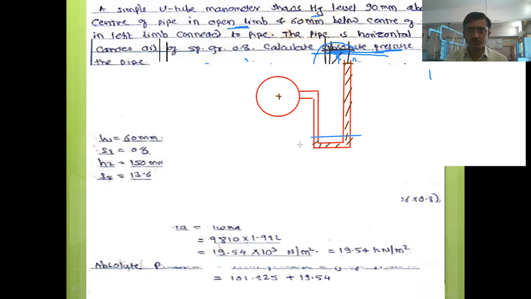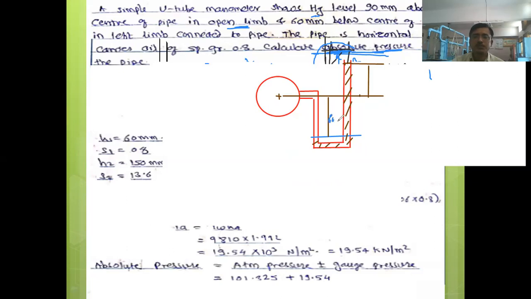Now we have to draw the center line like this up to this, and then this distance and this distance. This distance is 60 mm and this is 90 mm, right? This is our diagram for this problem. Now, who will tell me the formula?